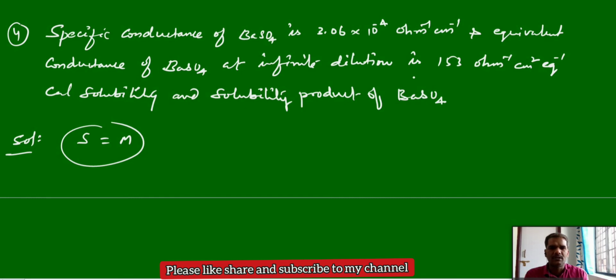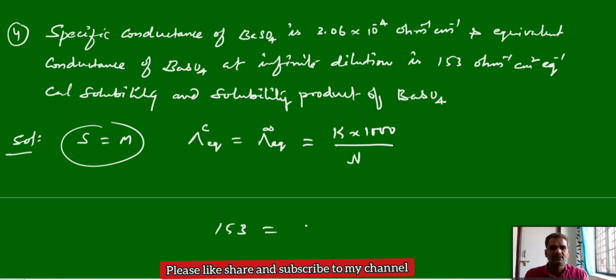In the case of the solubility of barium sulfate, this is a sparingly soluble salt. For a sparingly soluble salt, the infinite dilution molar conductance or equivalent conductance: equivalent conductance at C is equal to equivalent conductance at infinity, that is equal to K into 1000 by normality. Why? Because they give the equivalent conductance at infinite dilution, not molar. Equivalent we have to take, so equivalent means normality.